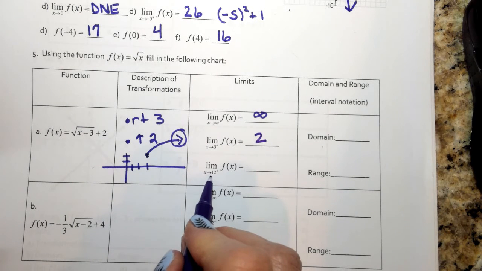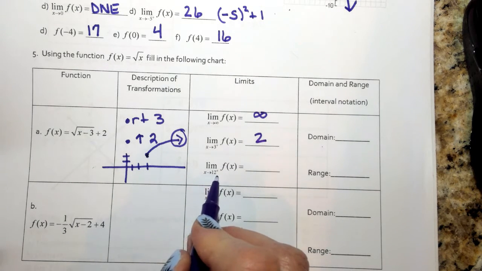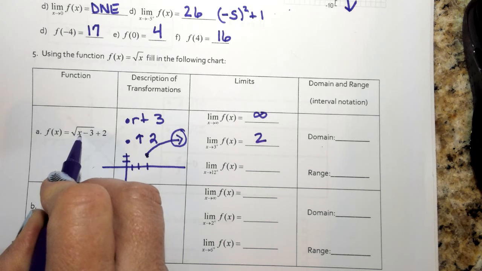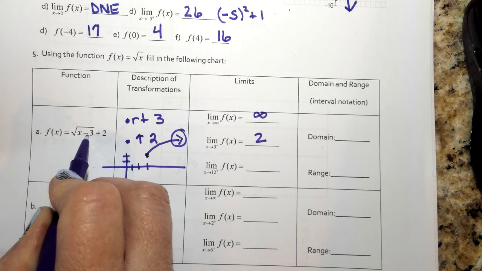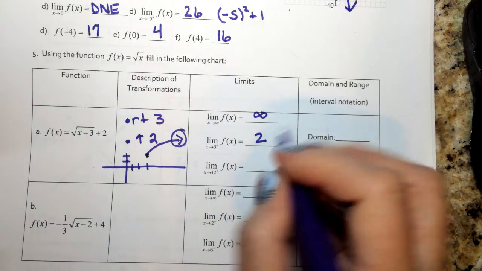Same thing here, the limit as x approaches 12 from the right. Do a direct substitution, plug 12 in for x. 12 minus 3 is 9, square root of 9 is 3, and 3 plus 2 is 5.